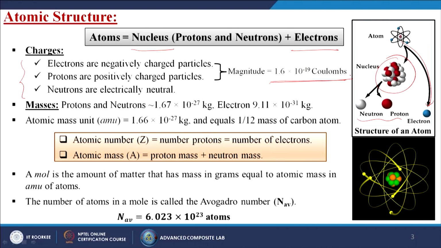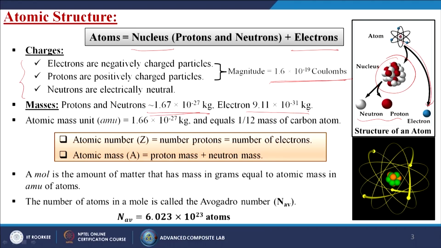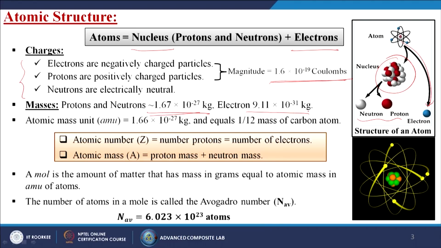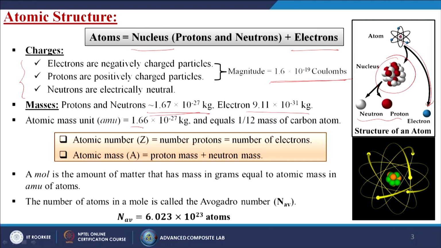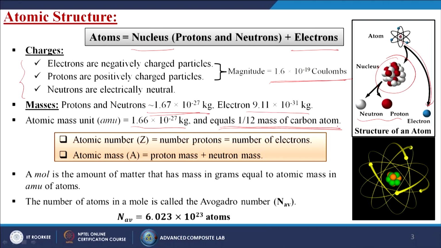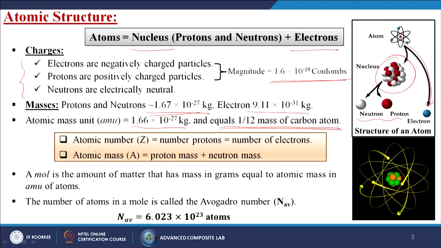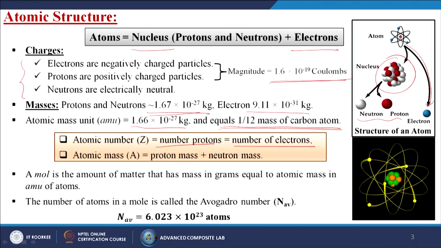What are the masses? Generally, proton and neutron masses are 1.67 times 10 to the power minus 27 kg. For the electron it is 9.11 times 10 to the power minus 31 kg. What is the atomic mass unit, or AMU? Generally it is 1.66 times 10 to the power minus 27 kg, equal to 1/12 the mass of a carbon atom. What is the atomic number? Generally it is denoted by the number of protons, which is equal to the number of electrons.